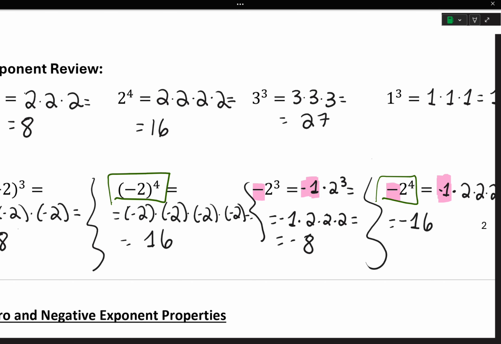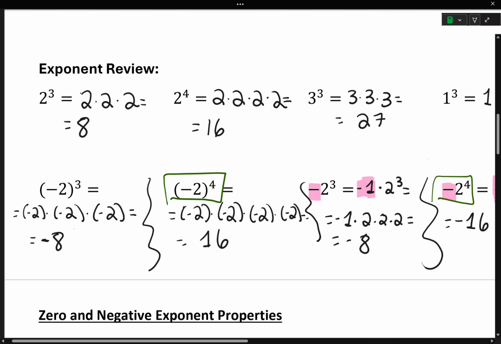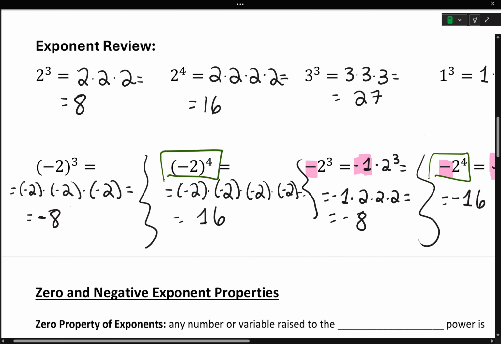Okay, now that we reviewed some exponents, or what exponents are, let's take a look at properties of exponents, because now we're not just going to be dealing with bases that are numbers, we are going to be dealing with bases that are variables.